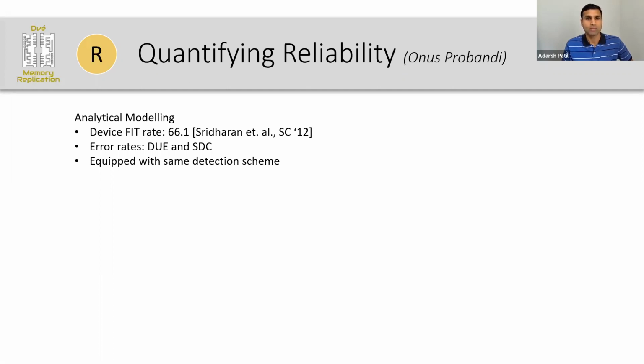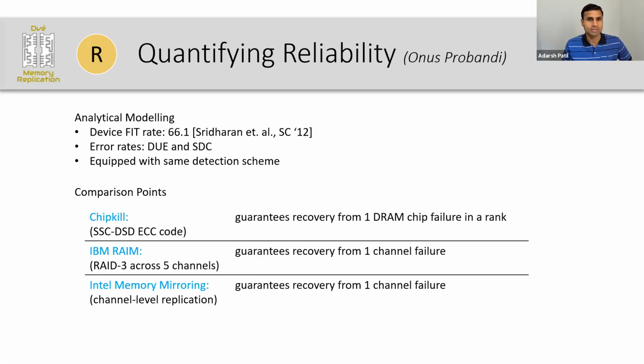Note here that DWAY can work with any detection capability. Thus, we equip DWAY with a detection scheme having the same capacity overhead as the scheme being compared against, and this ensures a fair comparison. We compare DWAY against three reliability schemes: chip-kill ECC, which employs an ECC code which guarantees recovery from one DRAM chip failure in a rank; IBM RAIM, which adds redundancy across 5 gang channels; and Intel memory mirroring technique, which replicates data on 2 channels of a single memory controller. Both IBM RAIM and Intel memory mirroring guarantee recovery from one channel failure.